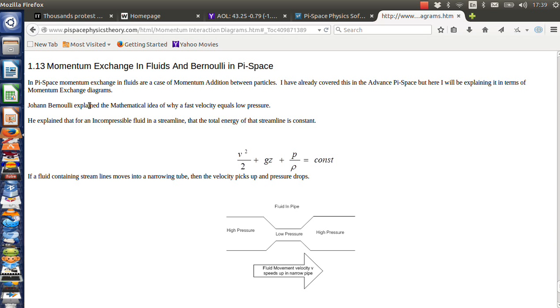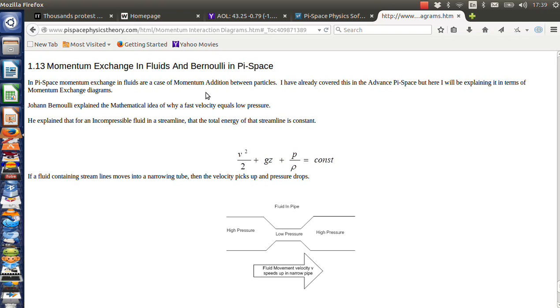Hi there. In this recording, I want to discuss momentum exchange in fluids and how the Bernoulli formula is visualized in PySpace. So I've already described in the PySpace theory document here the momentum interaction diagrams.